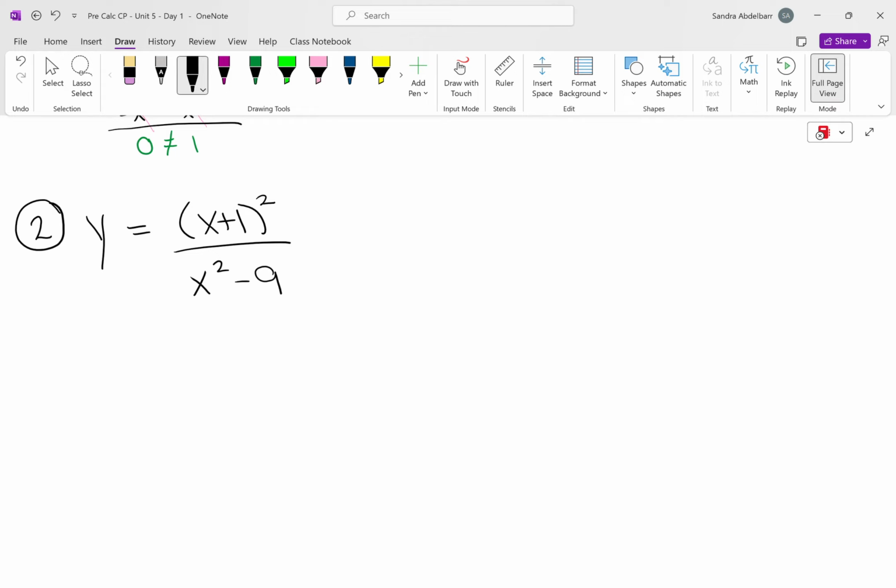The first thing we do when we look at our function, before we start analyzing or sketching, is ask ourselves, is there any way I can simplify this? I know there's not, but let's say you didn't realize that. You'd say, x plus 1 squared is x plus 1 and another x plus 1. And x squared minus 9 is a difference of squares, so this would be x plus 3 and x minus 3. Will anything cancel top or bottom? No. So we cannot simplify, and we leave it like that.